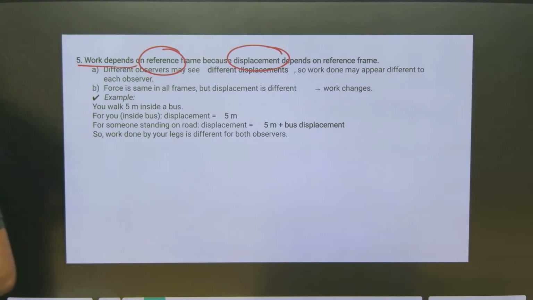Okay, we'll go for the next one. Okay, so we'll do a problem now.